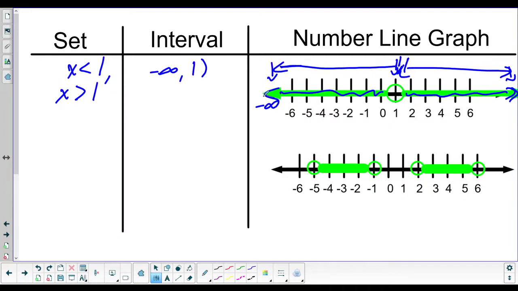Now you're going to say, Mr. Barner, we're including the negative infinity, right? So it should get a bracket? Don't write that. The answer is no. Negative infinity is not a real number. You can't get there.